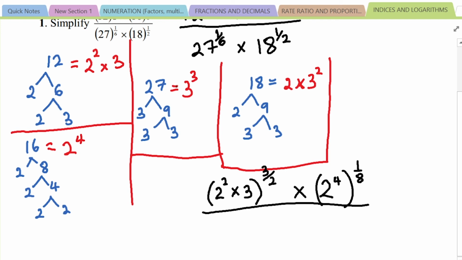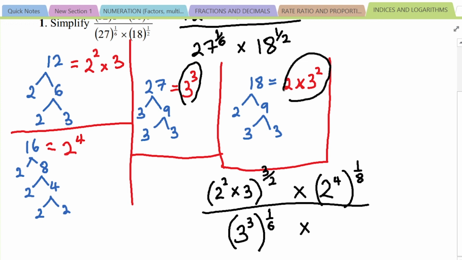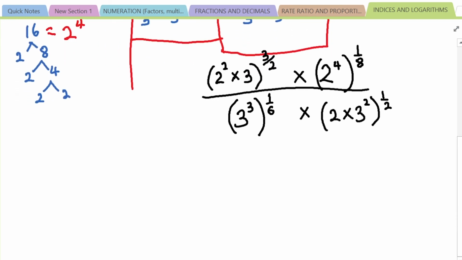Then we shall divide by, where there is 27, we put 3 to the power 3. So this is going to become 3 to the power 3, and this whole thing is to the power 6th. Multiply that by 18. Where there is 18, put this. So it's going to become 2 times 3 squared, and this is to the power a half, like that. I believe by that we have simplified it.